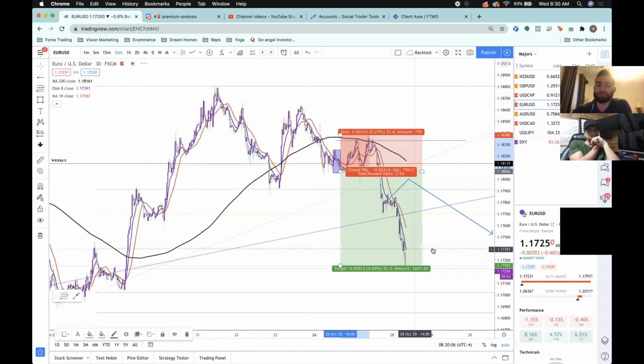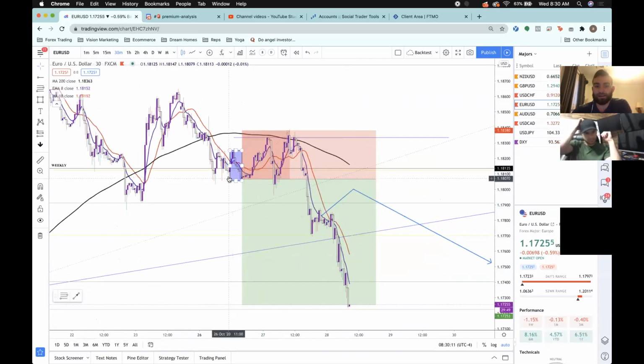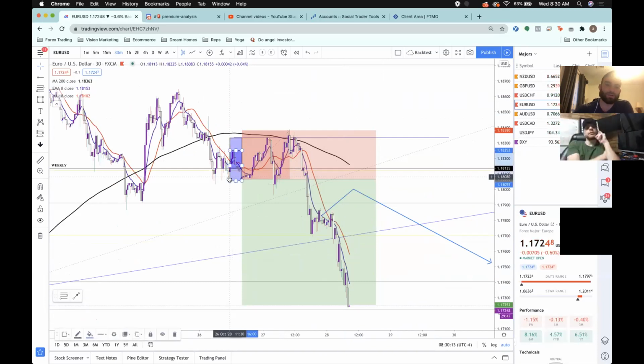So no entry on this, but just kind of a lesson, guys. Sometimes this does happen. This entry was a tad bit early. I think a lesson from this would have been not to give up on the trade.